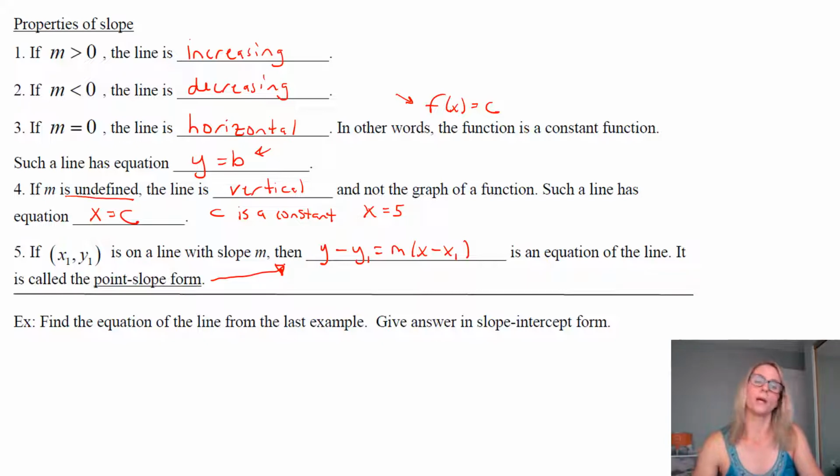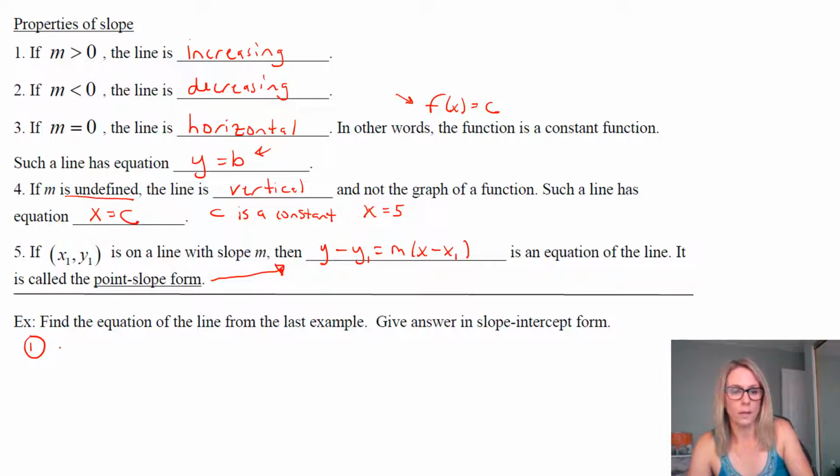So what it tells us, which is kind of great, is that if you have a point and if you have the slope of the line, that's all you need. If you have the point and a slope, you can find the equation of any line. Two things you need. So we're going to find the equation of the line from before.